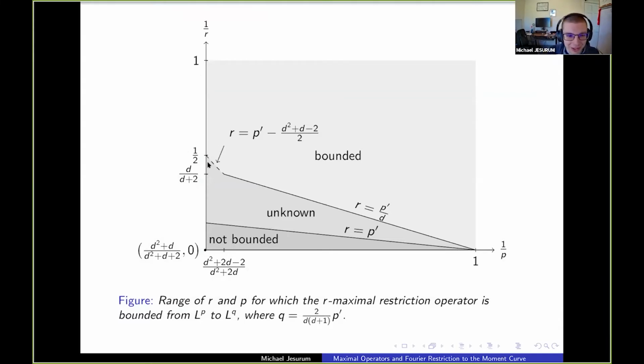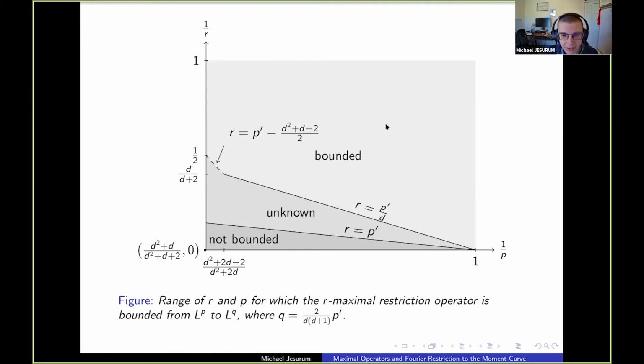So we have 1 over r on the y-axis here, 1 over p on the x-axis, and I want to first direct your attention to this 1 over r equals 1/2, so r equals 2. You see that 1 over p can go all the way down to the full Drury range. That is, p can go up to (d squared plus d plus 2) over (d squared plus d). And then as soon as r is bigger than 2, we're actually losing out, and we can't attain the full Drury range. But we can still have some range of p that we get maximal restriction theorems for.